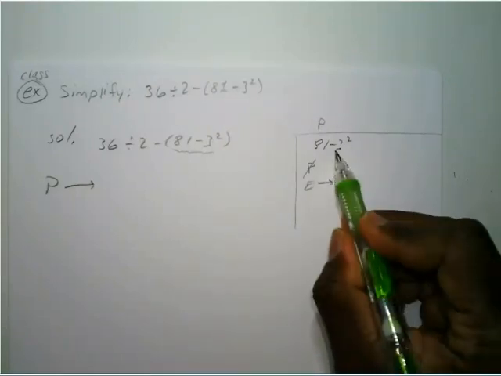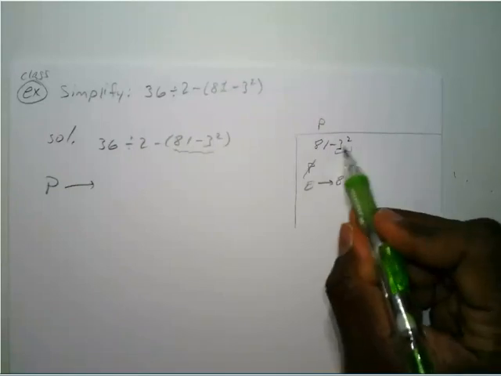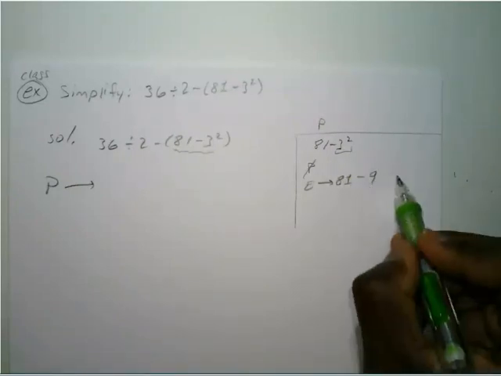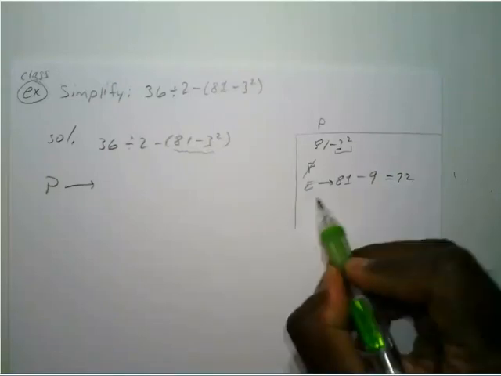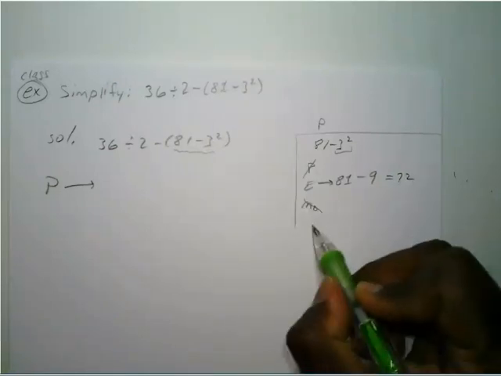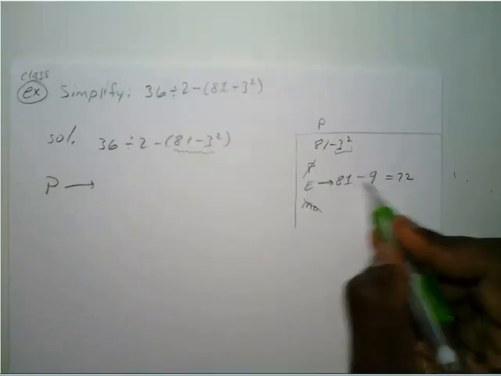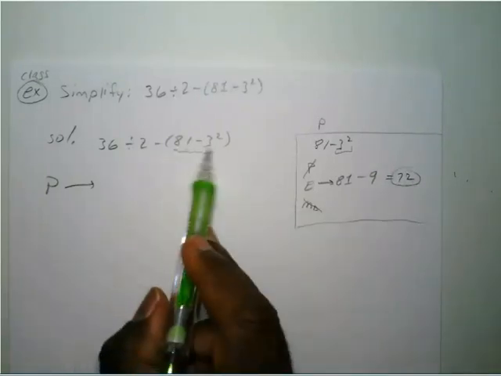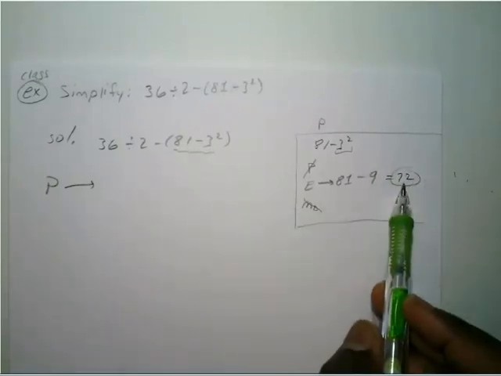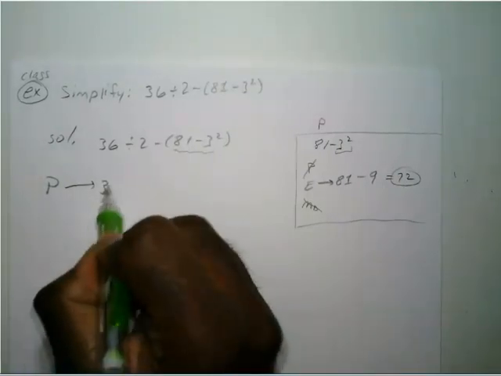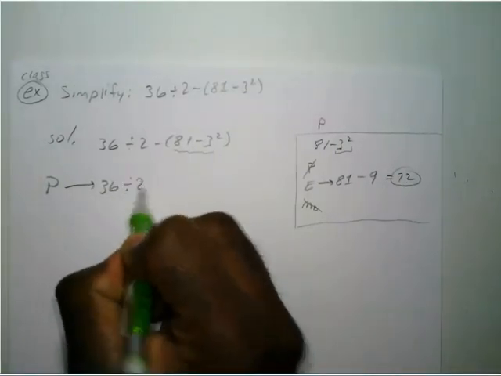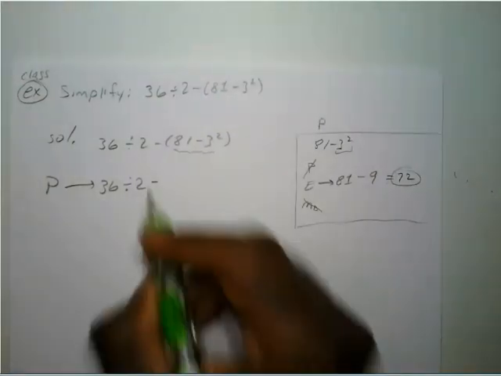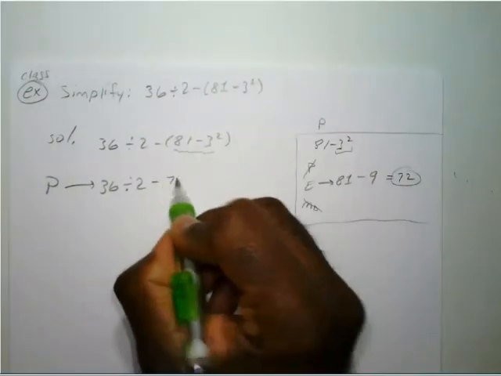So you have 81 minus 3 squared. Remember, 3 times 3 is 9, so 81 minus 9, which is 72. Again, you have your multiplication and division. You can skip, and you just do your adding and subtracting here, which is just fine. So everything in that parentheses comes out to 72. So you have 36 divided by 2, excuse me, minus 72.